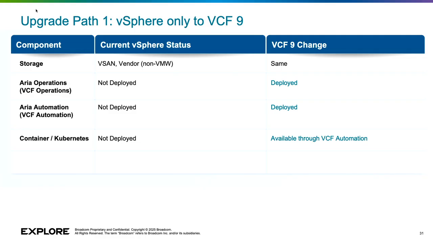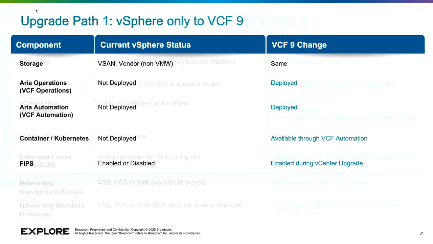Containers and Kubernetes, no impact. We have a whole lot of capabilities that are available through VCF Automation that you can use. And there's a notion where FIPS, whether it's enabled or disabled, gets enabled during a vCenter upgrade. So here are some of the key things that change when you move from a vSphere-only environment to VCF 9. Now let's add on a little bit to it.